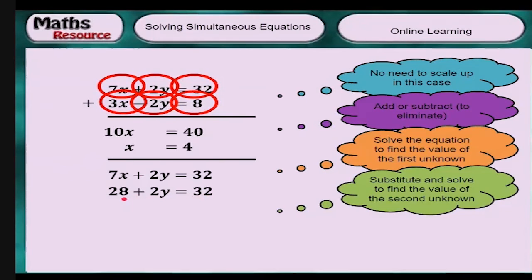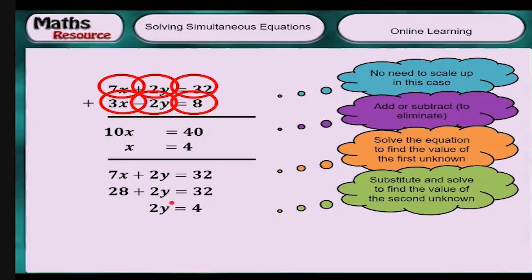So what I'm going to do next is solve it. So I'm going to get rid of what I can. I'm going to get rid of 28 on this side, but because I'm minus 28 on this side, I'm minus 28 off this side, which leaves me with 2y equals 4. Again, I only want one y. So what I'm going to do is divide my 4 by 2.